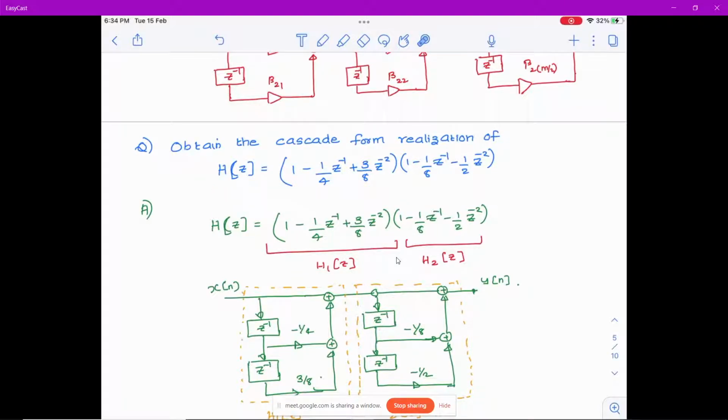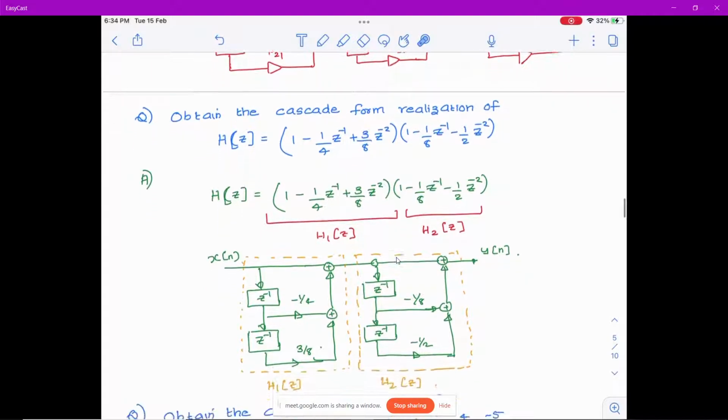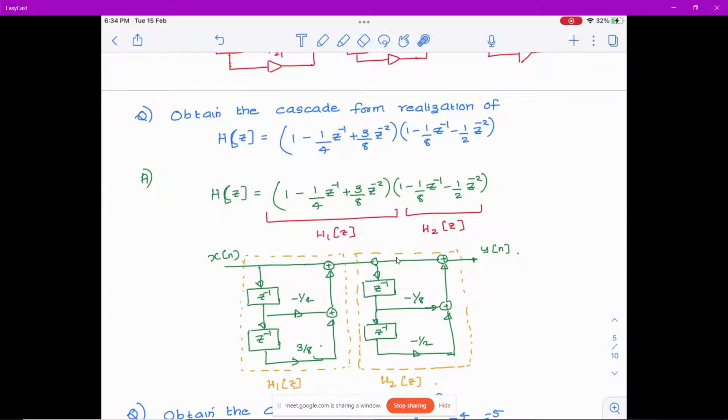One multiplied by the other. So one multiplied by the other is the cascade form. It just has to be that way. So we take the first one as h1 of z and the second one as h2 of z. Okay. Then we will draw. How do we draw? You take the first one. Okay. So you see how many delays? 1, 2. So it will start from x of n. You draw 2 delays below. Okay.